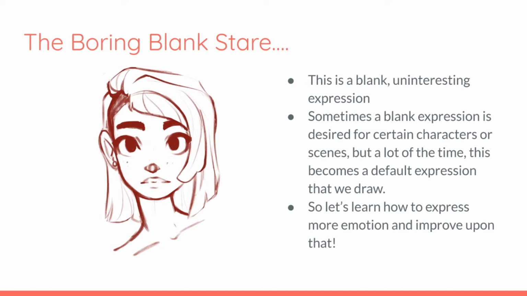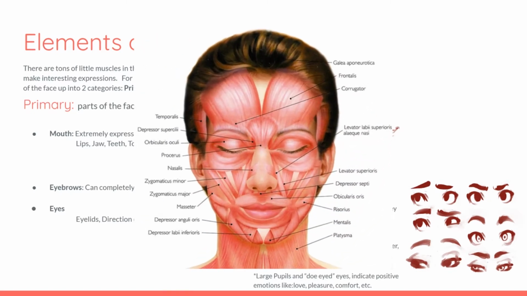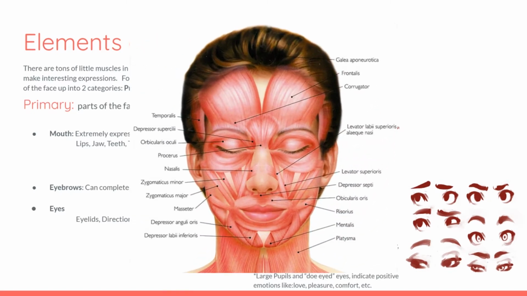Sometimes a blank stare, a blank expression can be desired depending on the character, but I would say most of the time you want your characters to feel things. So let's learn how to express more emotion. Let's start with elements of the face. There are tons of little muscles in the face that are responsible for expressing emotion, but luckily we don't have to memorize them all. If we did, I would be in trouble because I'm terrible at memorizing stuff.